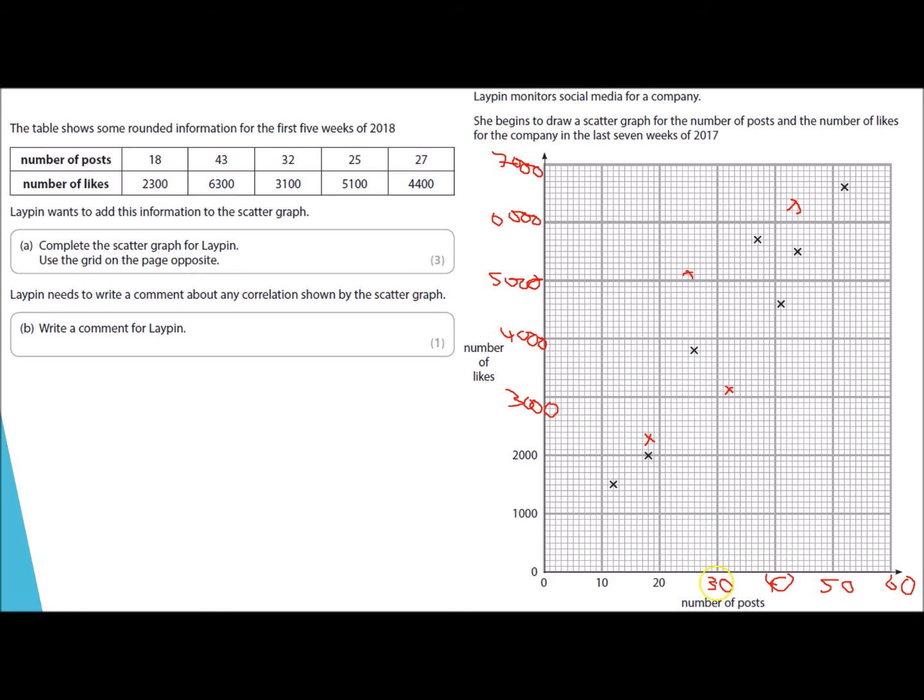And 27, 4,400. Slightly messy there, but you can see the idea that we've got this positive correlation. I've completed the points, I've done the scales, so everything should be fine.